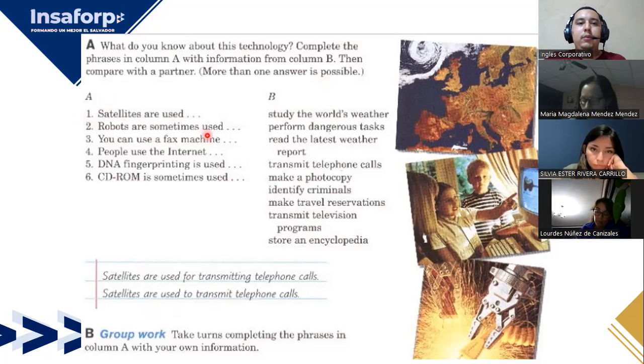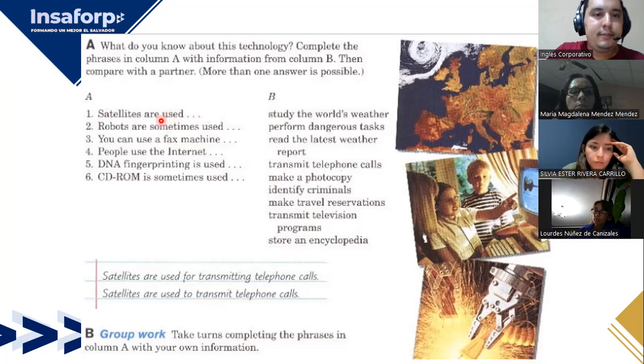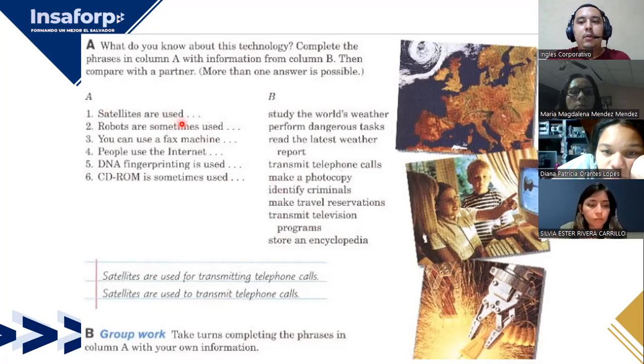Okay, we have column A, the first exercise. Satellites are used to, or satellites are used, what can we use here? Here we can use to or for. You can tell me the one that you think is proper. Both of them are correct. Which one do you think? Satellites are used... Who wants to help me with this one? To transmit telephone calls. Thank you, Sylvia. Thank you.